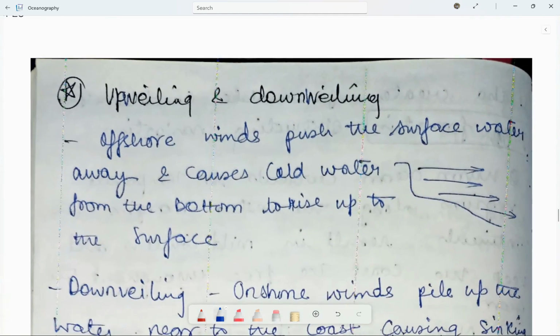Next concept is upwelling, downwelling. जब offshore winds push करते हैं ocean surface water को away and cause the cold water from the bottom to rise up on the surface, so they are pushing this away, and then ये जो cold water यहाँ पे, they will rise up. This is called upwelling.